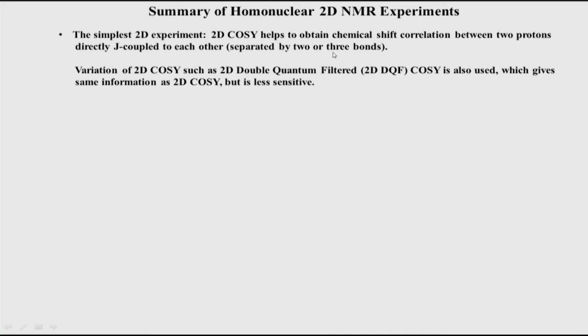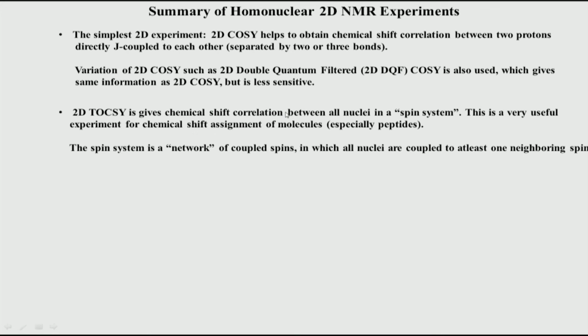Usually that coupling is either 2 bonds or 3 bonds, and in the literature and textbooks you will see many variants of 2D COSY. A very important variant is called 2D DQF COSY, double quantum filtered, which gives exactly the same information as COSY, but is much better than COSY. So, nowadays people normally do not do 2D COSY as such, they do what is called DQF COSY. Information-wise they are the same, but the problem is 2D DQF COSY is less sensitive. This is similar to ROESY and NOESY which we saw, depending on the sensitivity you can choose.